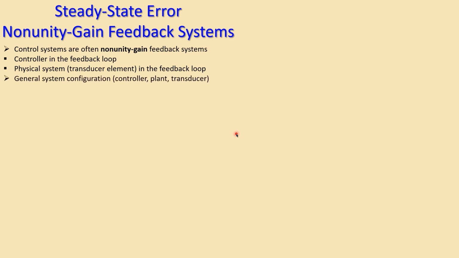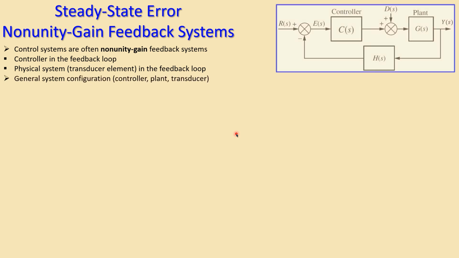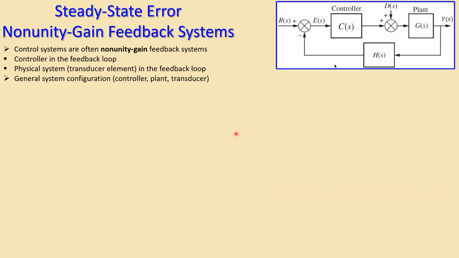And the general system configuration, controller, plant, and transducer, is shown here. Again, the disturbance, the reference, the controller, the sensor, and the plant. And in this case, you see directly this is a non-unity gain feedback, so this is not a unity gain feedback configuration. The controller can also be here. So we can also say there is no sensor, just a controller here. That's also possible, but it is still a non-unity gain feedback configuration.